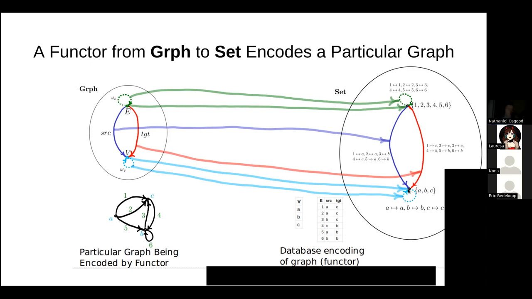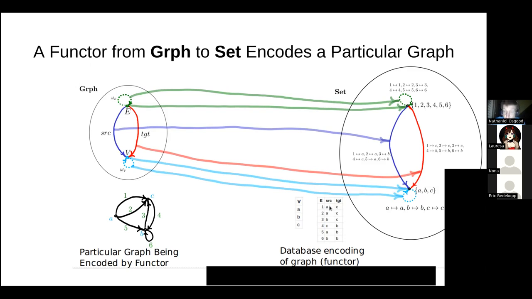Because it has no morphisms coming out from it. Exactly. E has two morphisms coming out from it, so it has two foreign keys. And those specify the mapping from this value of E to the target.